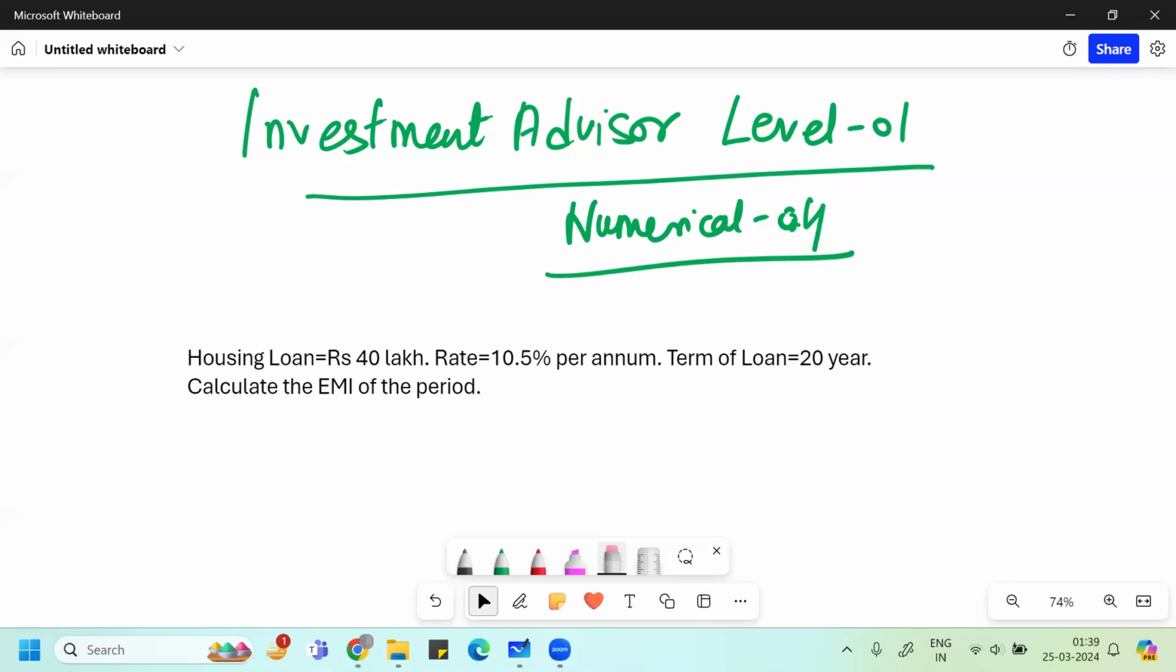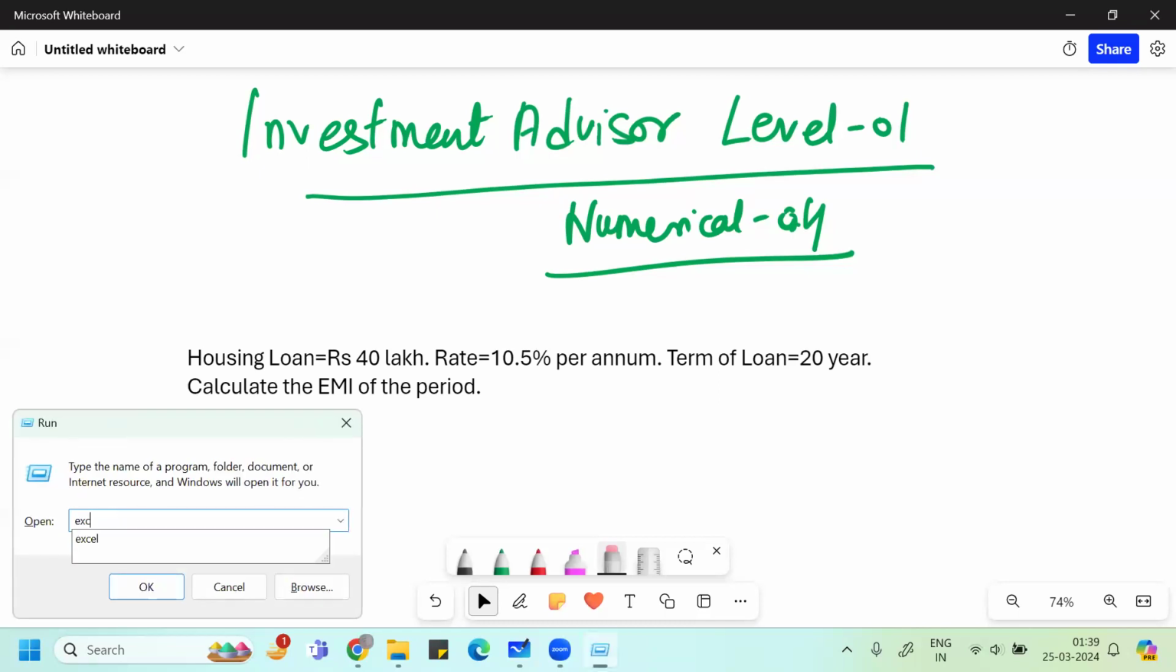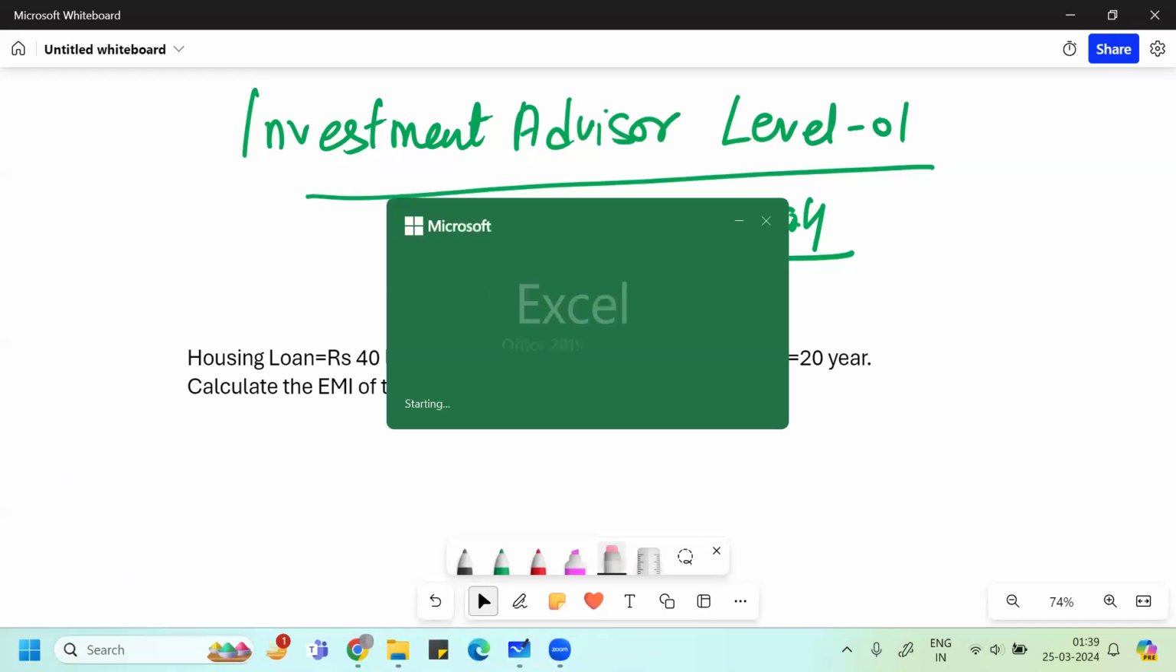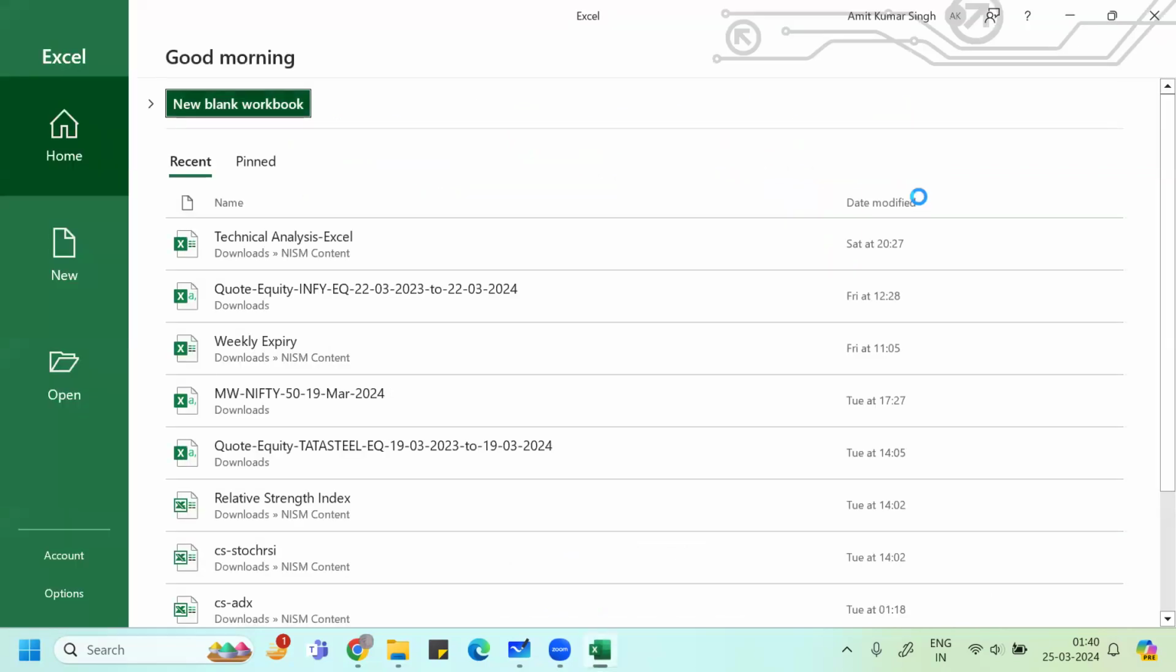So yet another numerical which is there on the screen. Here we have to find the EMI. If you want to do this calculation in MS Excel, you have to use the PMT function. Imagine I open MS Excel here. First I'll show you the calculation in MS Excel, and then I'll show you how you will do it with pen and notebook.